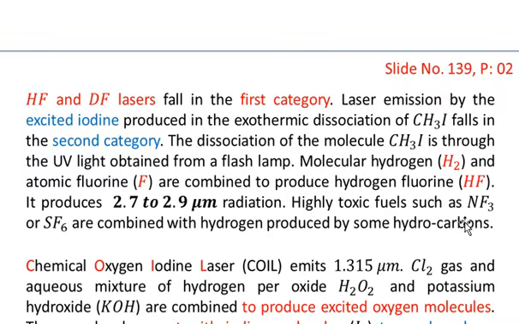Highly toxic fuels such as NF3 or SF6 are combined with the hydrogen produced by some hydrocarbons. So hydrogens are produced by some mechanism, for example, maybe by some hydrocarbons, and they are combined with NF3 or SF6 to produce the atomic fluorine. So atomic fluorine can be obtained from NF3 or SF6 by combining them with the hydrogen gas.